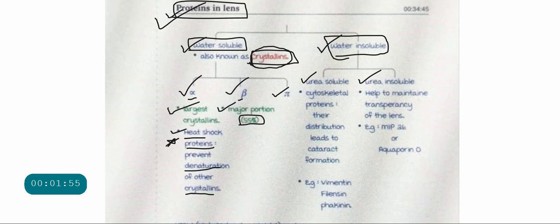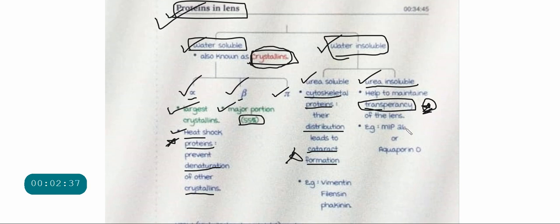So the urea soluble water insoluble proteins are cytoskeletal proteins. Now these proteins, their disturbances lead to the cataract formation. So the cataract formation in the eye is due to urea soluble water insoluble proteins. Now the urea insoluble proteins help to maintain the transparency of the lens. Very important. Urea insoluble proteins or water insoluble proteins help to maintain the transparency of the lens.